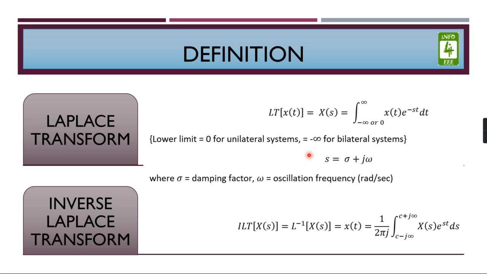You will learn about these when you study mathematics or the signal and system part for your exams. Now what is s? s is sigma plus j omega, where sigma is the damping factor and omega is the oscillation frequency, right? Here is a simple representation of s. Sigma is for the x-axis and j omega is for the y-axis.